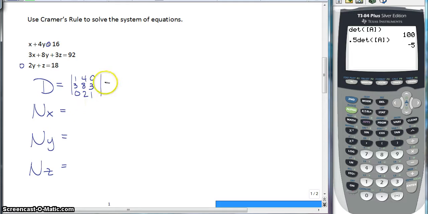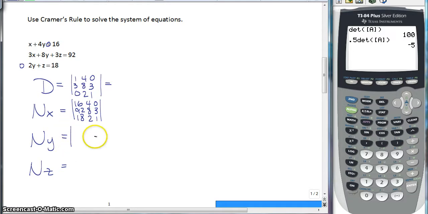And then you would use your calculator to find the determinant of that. And then we're going to do the exact same thing like we did in a 2 by 2. We are looking for x, so we are going to replace the x column with our 16, 92, and 18. Leave our y, 4, 8, 2, and leave our z, 0, 3, 1.